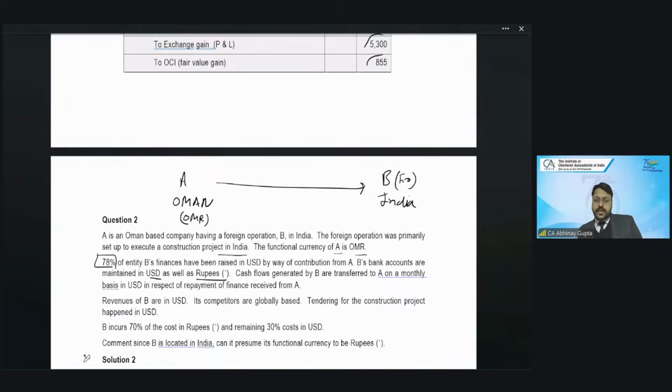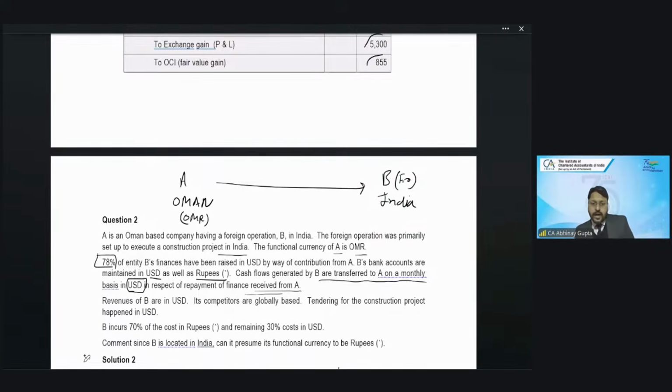Cash flows generated by B are transferred to A on a monthly basis in USD. So, as and when B generates any cash after the receipts from the debtors, they immediately convert them into the USD and remit back to A on a monthly basis, right? In respect of repayment of the finance received from A, right? So they do the repayment of the finance which they have received from A.